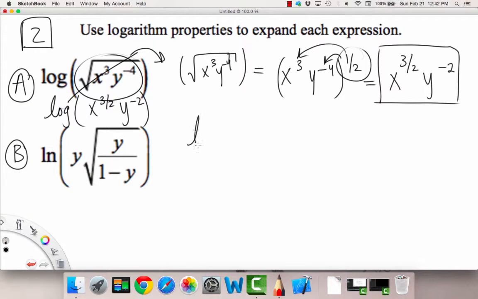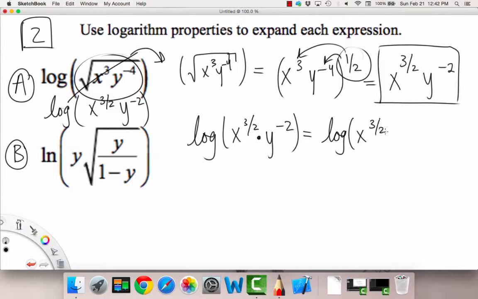I'm going to write this down over here in the empty space. So log of x to the 3/2 times y to the negative 2. Since we're multiplying two things, we can separate them because we're trying to expand right now. So we can expand these using a plus sign in between. So this is log of x to the 3/2 plus log, common base ten, of y to the negative 2 power. I was trying to say 1/2.